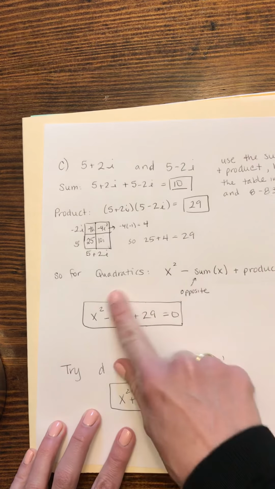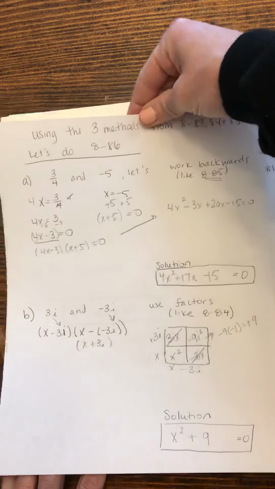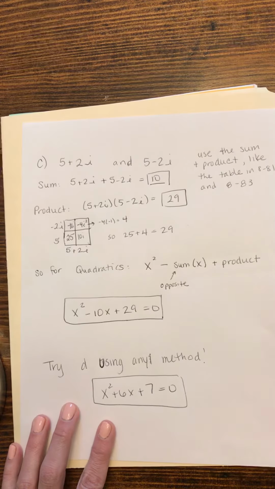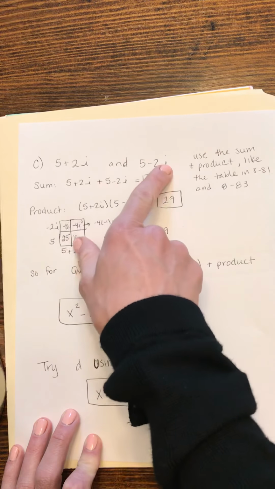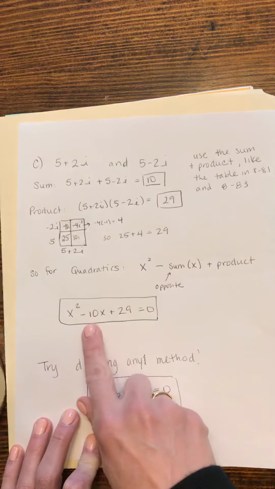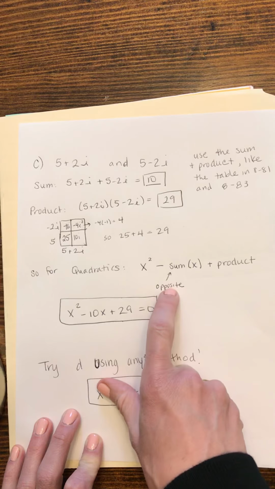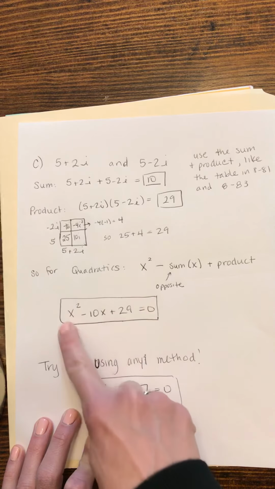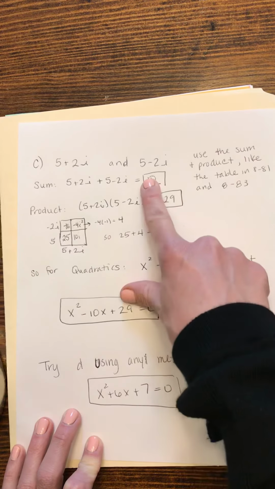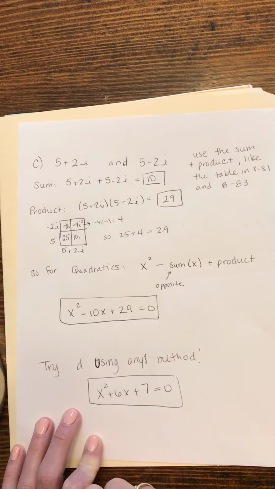I could go through and use some of the methods I did in parts A and B, and you would get the same answer, but here's what's kind of cool. When you have complex conjugates, the sum is the coefficient of the x term, but it's the opposite, and the product is your constant term. So the neat thing is here, I actually didn't even work backwards. I used the pattern that we learned in the table to find the quadratic.